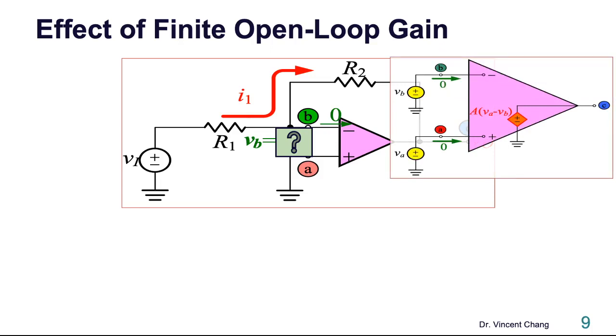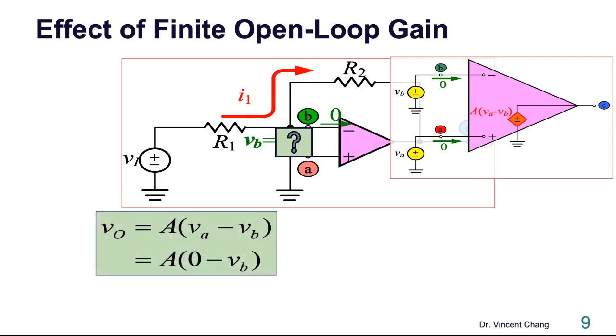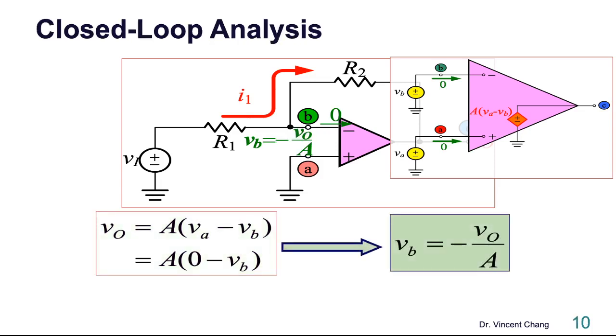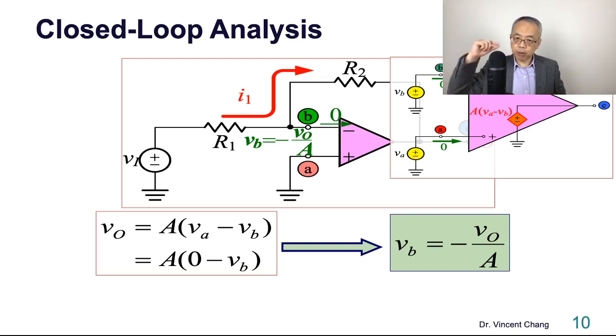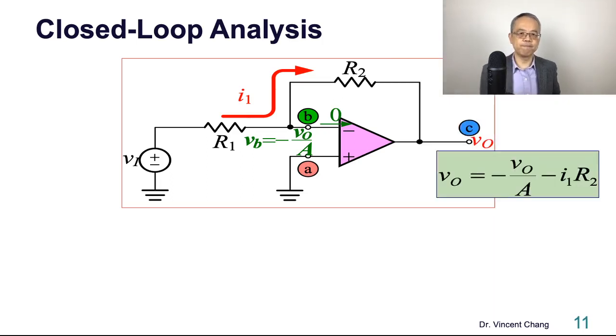Remember the ideal model, the voltage controlled voltage source: VO equals A times the difference of the two inputs. Now the non-inverting terminal is grounded, so 0 minus VB, times A, equals VO. When A is finite, then VB equals negative VO divided by A. So let's plug this in: VB equals negative VO over A.